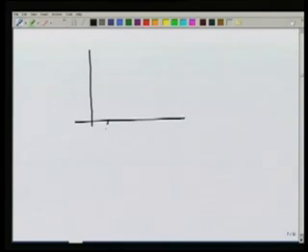This is A, this is B. My function looked something like this. Suppose I mark the partition points as earlier. Now I add some extra point, let us say here. I choose another point x star.